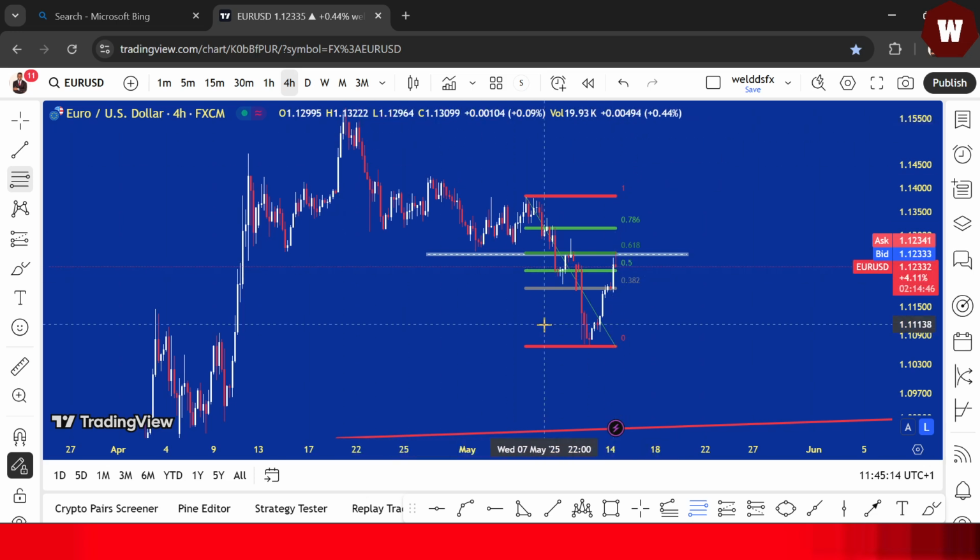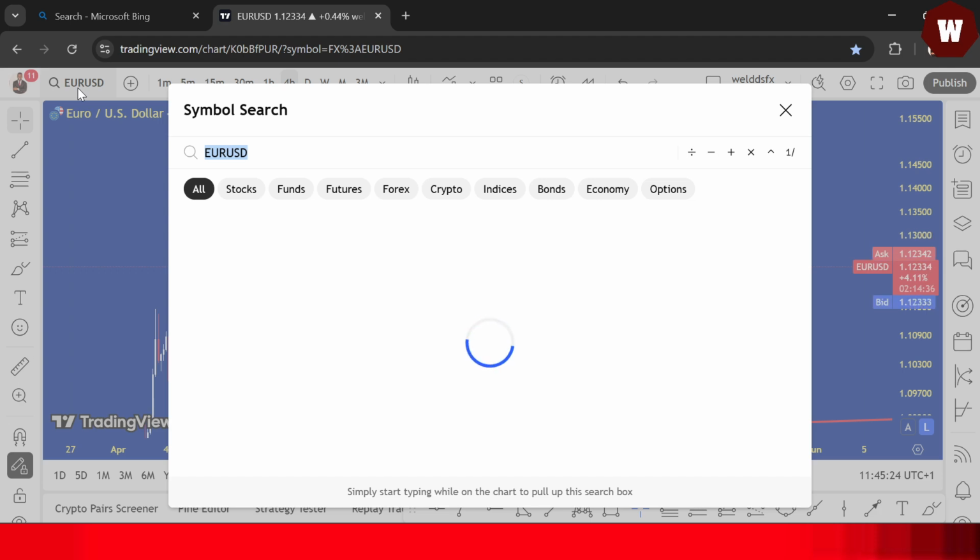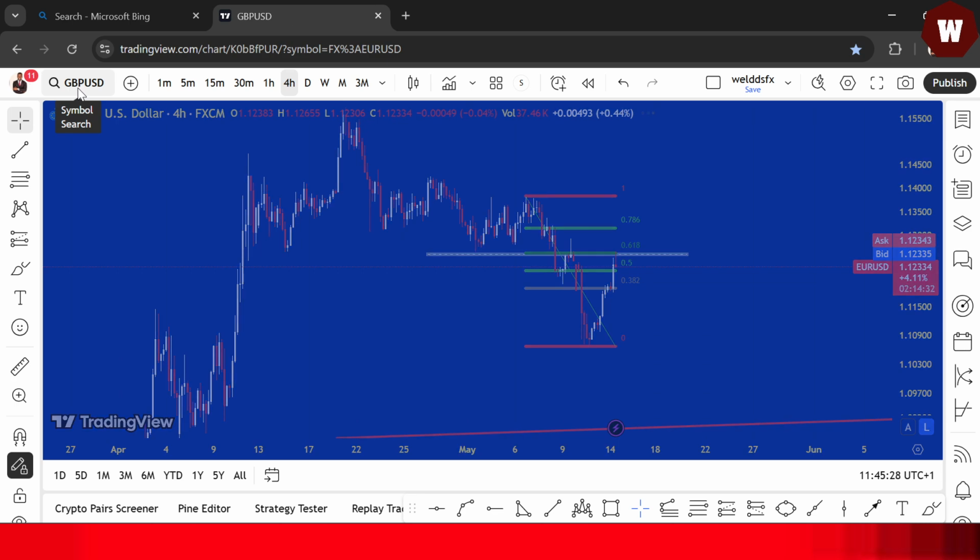Ensure proper risk management. I'm actually giving you this as my trade ideas, not a guarantee. Okay, you have to do standard risk management. That is for Euro US dollar. Now for Pound USD, Pound US dollar, this is what I saw.